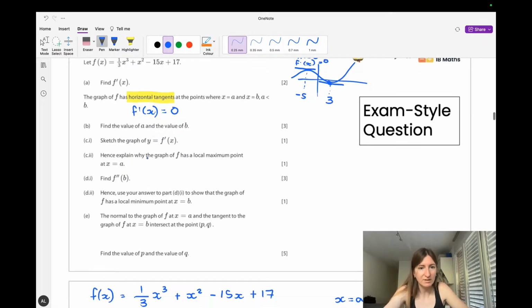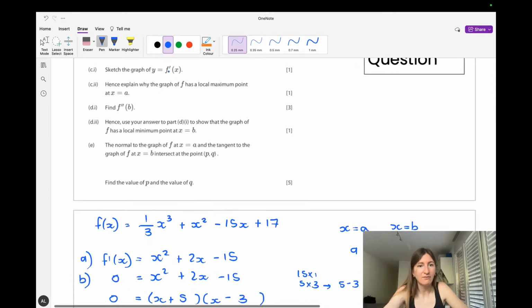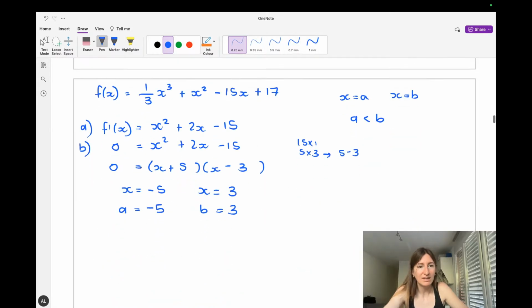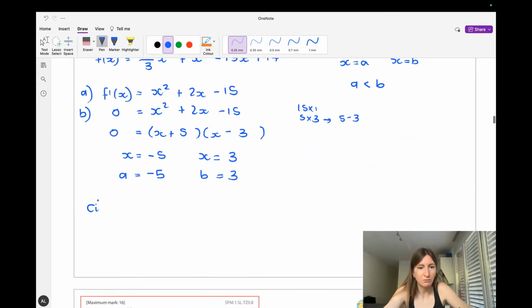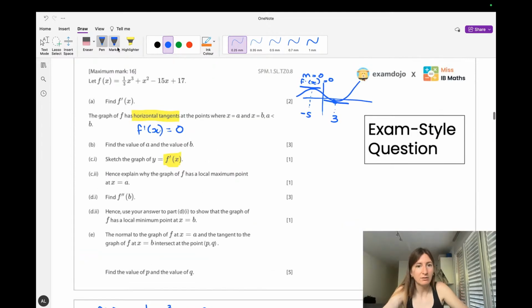Sketch. Don't be afraid of sketching. Sketch the graph and make sure you know which one you're sketching. Sketching the derivative function, the quadratic. And when they say sketch, that command term means roughly. So if they say sketch, you can do it very roughly. And if they say graph, you need to do it precisely. Those are two different command terms.